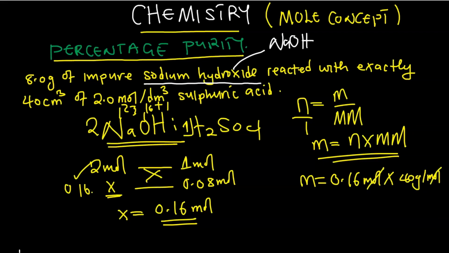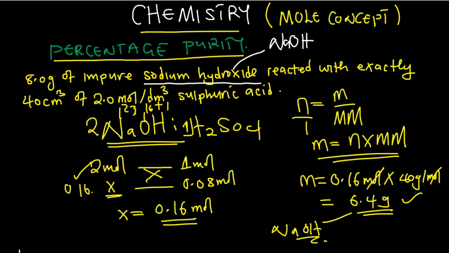Now mole and mole cancel. 0.16 multiplied by 40 is going to give you 6.4 grams. Confirm this is the mass that you found. So this is the mass of the pure sodium hydroxide. That is how you simplify it.